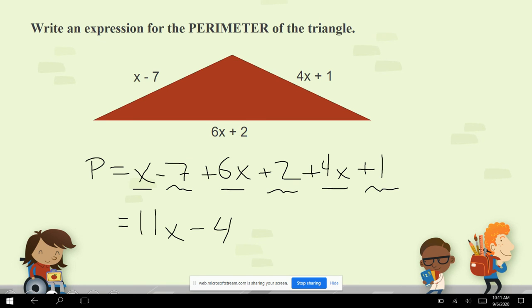Okay, so that is one application of where you're going to see the distributive property and combining like terms, possibly in real life.